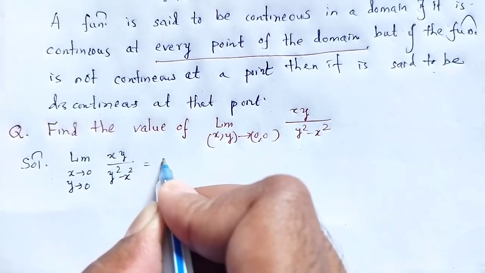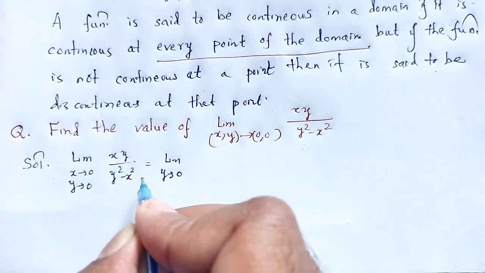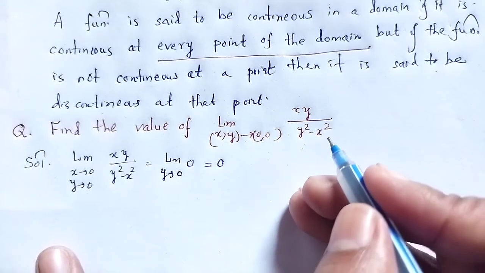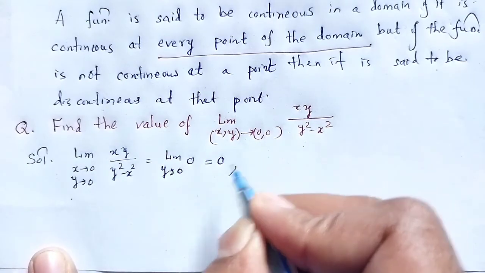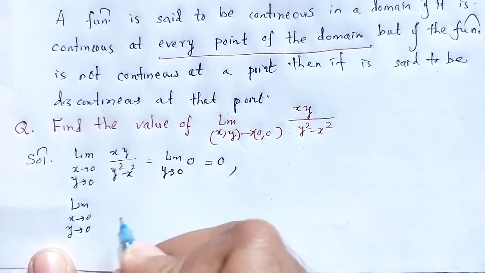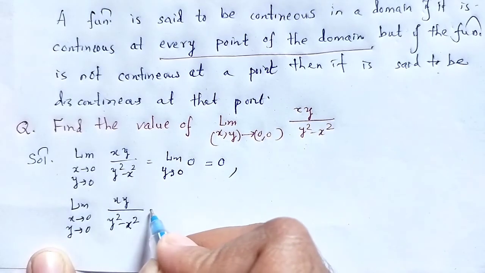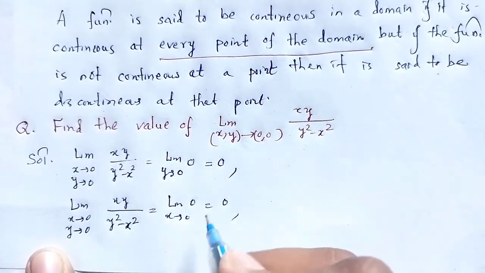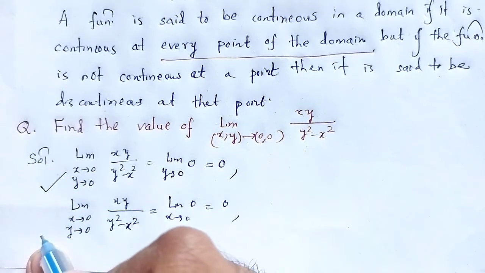So we can write limit x tends to 0, y tends to 0, xy divided by y square minus x square. When x tends to 0, the result is 0. Again we can evaluate at y tends to 0, and the result is 0. These are the two cases: one where we evaluate the limit at x tends to 0 and another at y tends to 0.